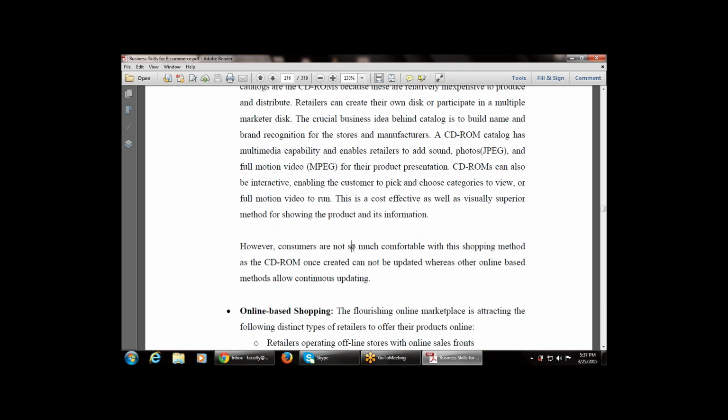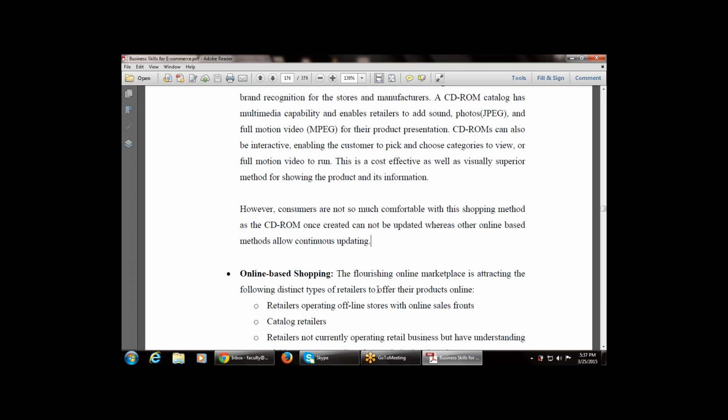However, consumers are not so comfortable with this shopping method, as a CD-ROM once created cannot be updated, whereas other online based methods allow continuous updating. So this is one of the limitations of CD-ROM retailing: once the information is put on the CD-ROM, it cannot be updated, as compared to online based shopping.